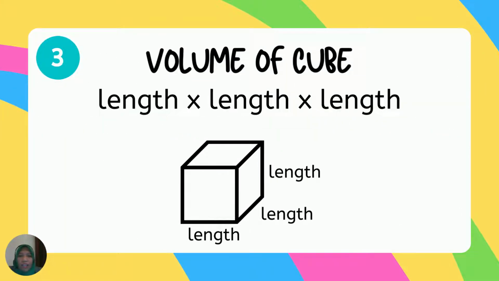Now, how can we find the volume of a cube? When you see the solid figures, the volume of the cube, you can find it by multiplying the length by its length and its length. Each side has the same length, right? If one length is 5 centimeters, the other lengths will be 5 centimeters also, right?